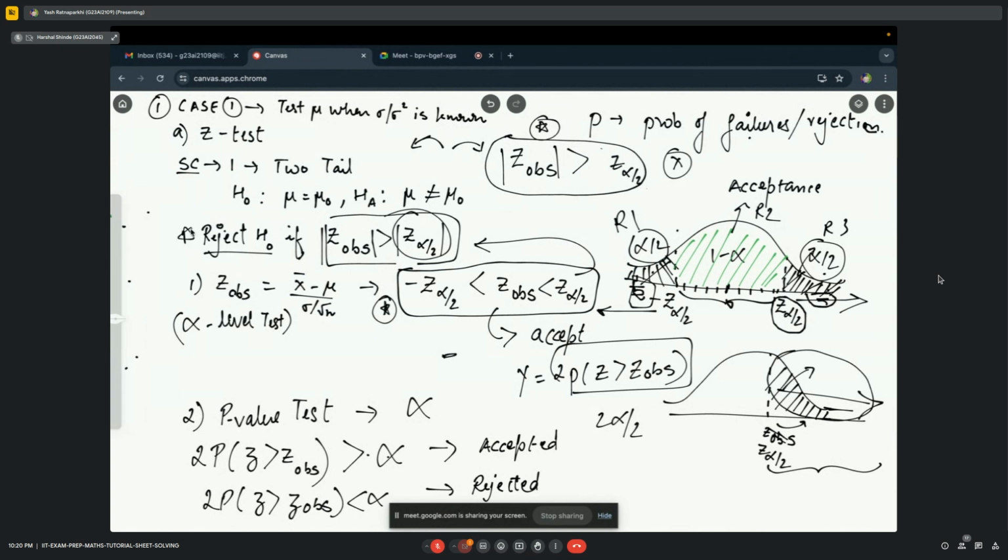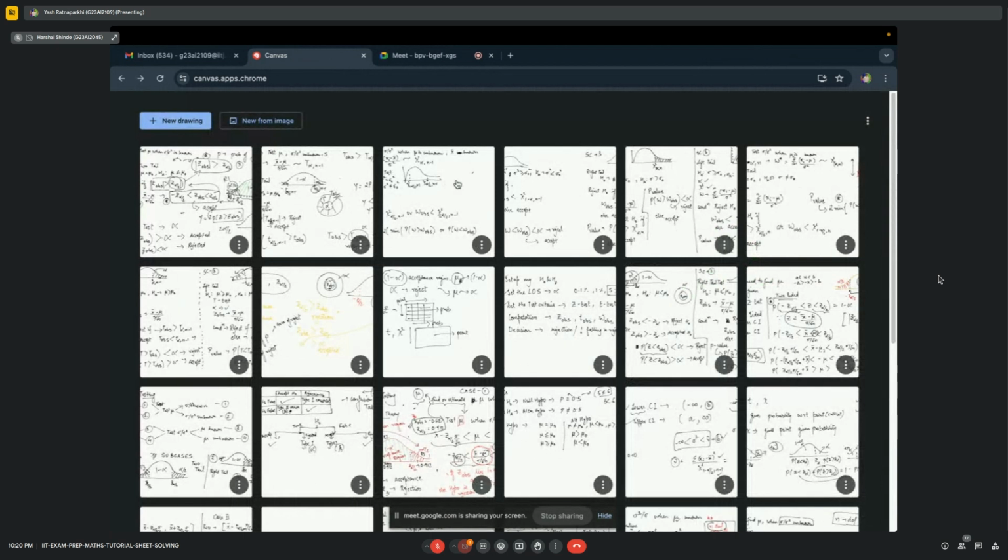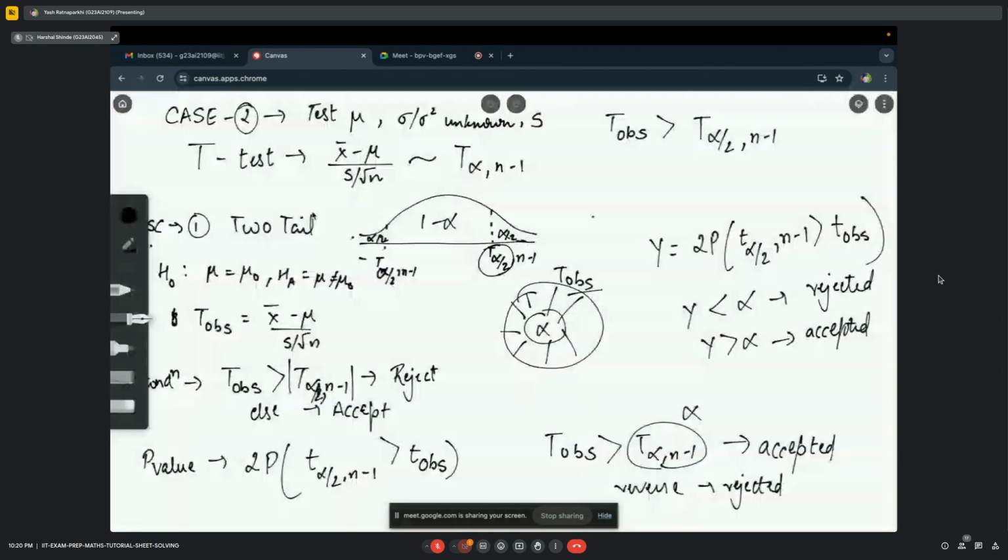Search for reject H naught in your notes and correct it. You just need to make a mod on z observed and remove that mod from z alpha by 2 in all the cases. In case 2 also, for two-sided, you need to do the same, guys. I hope you understood what I am trying to say, because it's really hard to find in this sheet. I'm trying to open it and then I realize that this is not the one. Yes, in this also, what I have written should be corrected to mod of t observed is greater than t of alpha by 2, comma n minus 1. Got it?